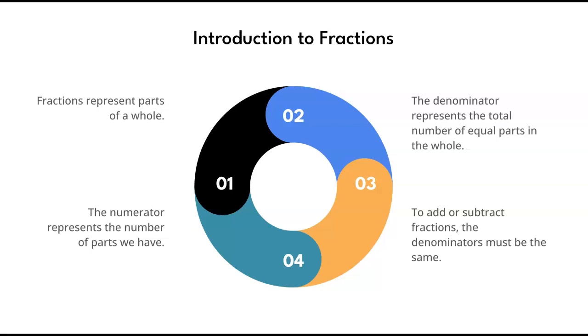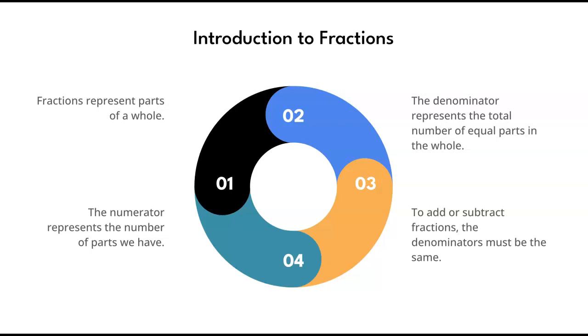The numerator represents the number of parts we have. So if the number is 2/5, 2 is how many I have. I ate 2 out of the 5 pieces of pizza. The denominator represents the total number of equal parts in the whole, which is the bottom number. To add or subtract fractions, we always had to find like denominators. There are a lot of different strategies for that, but it is more cumbersome and takes a little bit more time.